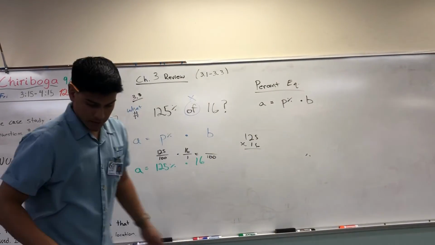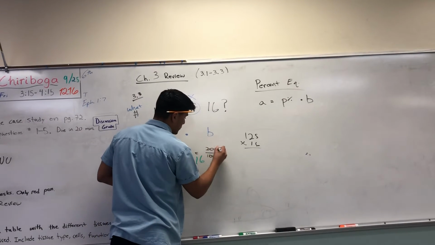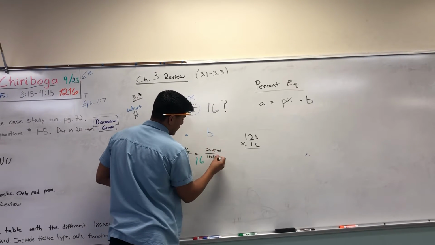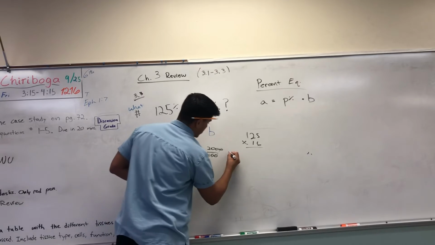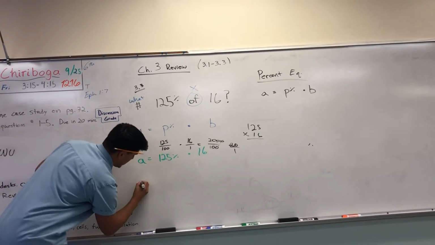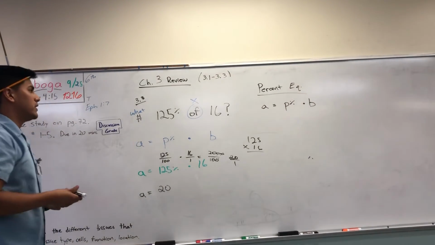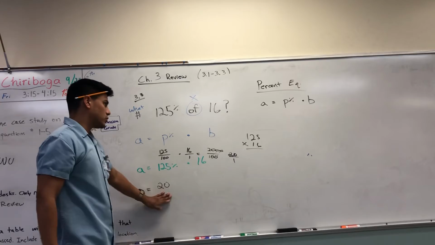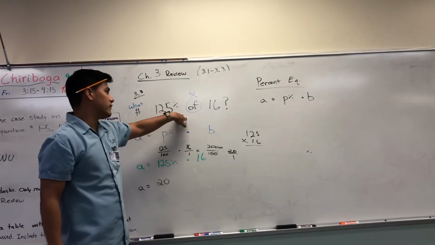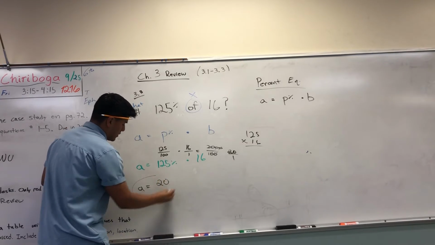You get 2,000. 125 times 16 gives you 2,000, and then you simplify. You have 2 zeros on the top, 2 zeros on the bottom. That's going to be 20 over 1. Okay, so you have that A equals 20 over 1, or A equals 20. The number 20 is 125% of 16. It is bigger than 16, so that is your final answer there.